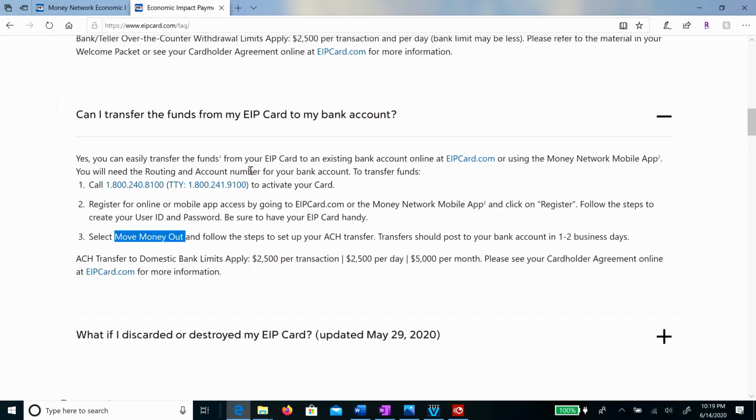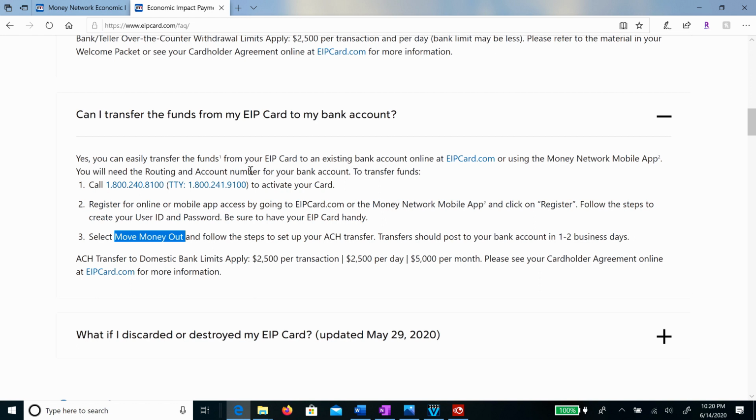Then, here's the exciting part. Yes, you can go and get money from it. You can transfer the funds from your EIP card to your bank account, calling that same 800-240-8100 number. And you will need to have your bank account information with you, which includes your routing number as well as your account number, to go ahead and transfer it.